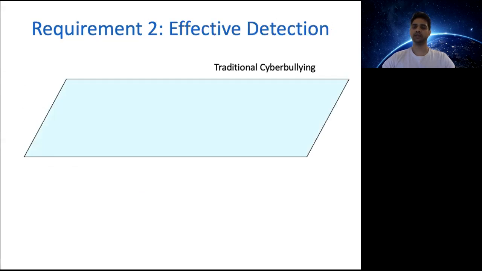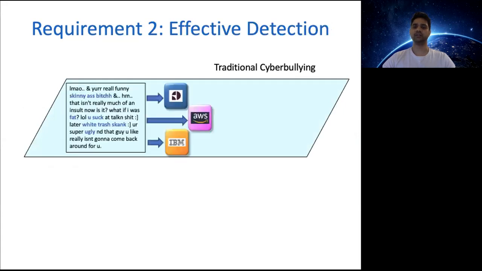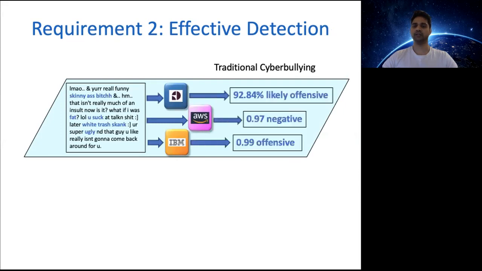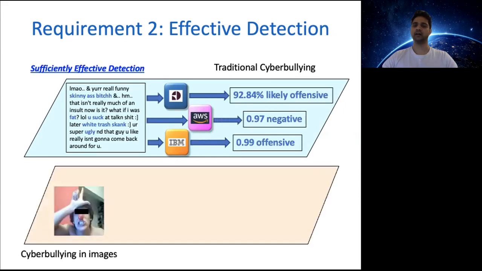Another issue is that in order to defend against cyberbullying, we need techniques that can effectively detect it. In case of traditional cyberbullying, a significant number of detection systems are available, such as Perspective API, Amazon Rekognition, and IBM's Toxic Comments Classifier, which achieve accurate detection capabilities. However, there is a lack of such systems that can detect cyberbullying in images.